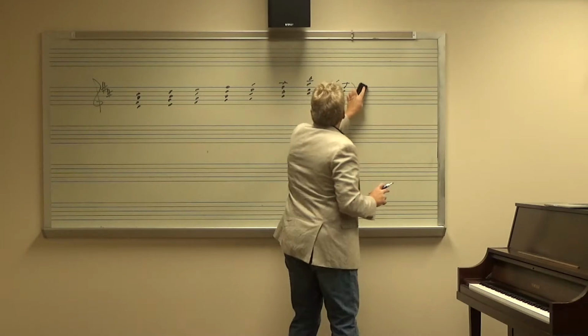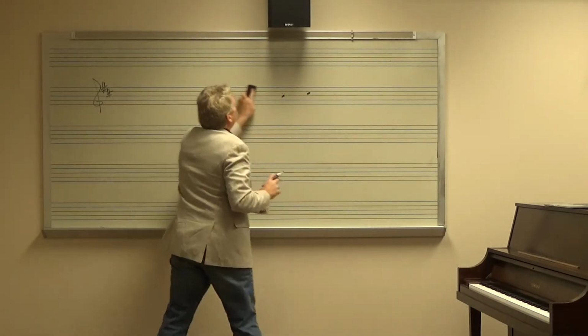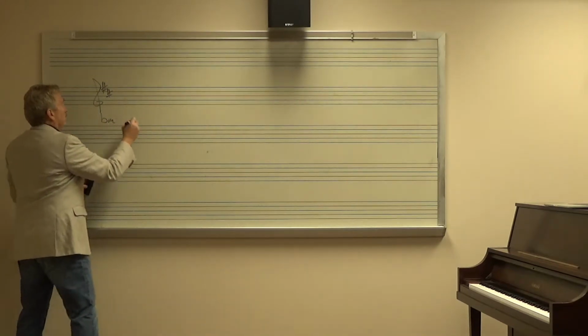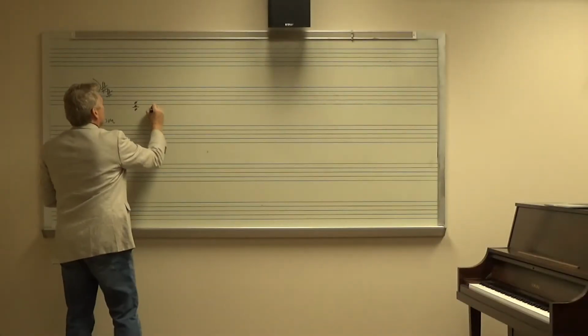Let's do the same thing with the minor. 2 sharps would be the key of B minor. Build up our triads.